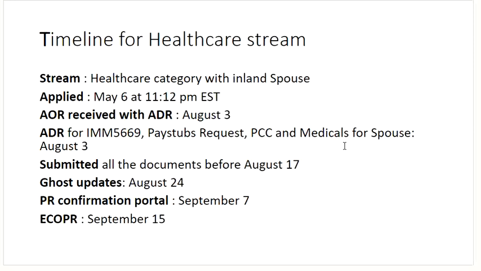Since he already had them, he must have got them through his work permit, so that's the reason he had everything in place. He submitted all the documents before August 17th, and then he got the ghost updates immediately, after a week's time period. Now there was a bunch of documents he submitted: IMM 5669, pay stubs request and PCC.